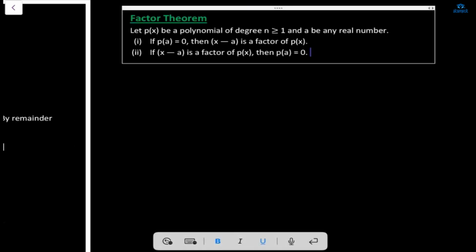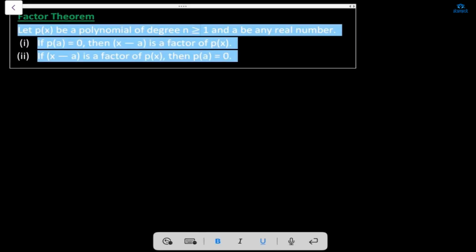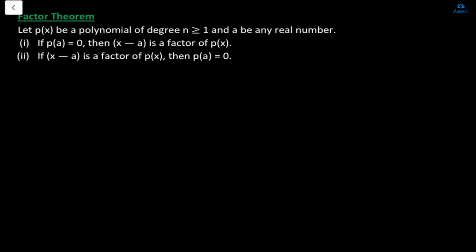So this is your factor theorem. What does the factor theorem say? Let p(x) be a polynomial whose degree is n, and the degree should be greater than or equal to 1, so it should not be a constant. And let a be any real number.